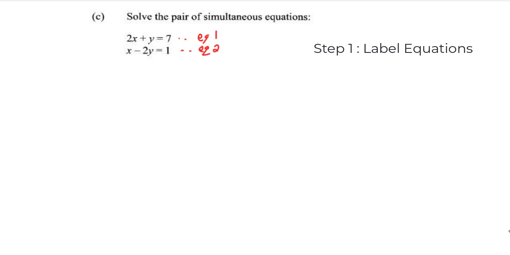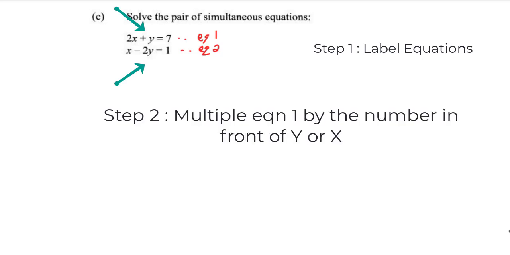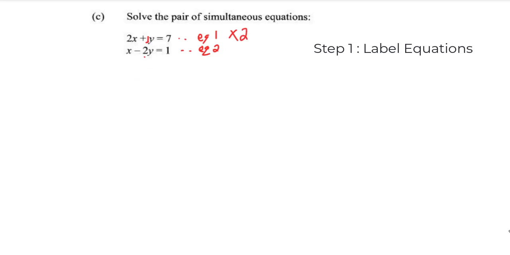Now, in order to use the elimination method, the terms have to be the same. In order to get the terms the same, you're going to multiply the top equation by the number that's in front of y in the bottom equation, and the bottom equation by the number that's in front of y in the top equation. In other terms, you will say the coefficient of y. So the coefficient of y is going to be 2, and the coefficient of y for equation 1 will be 1.